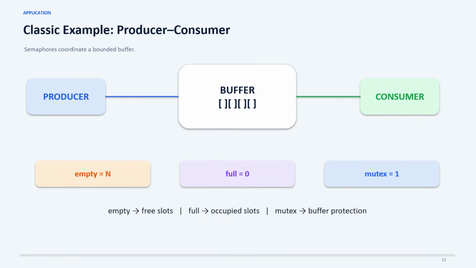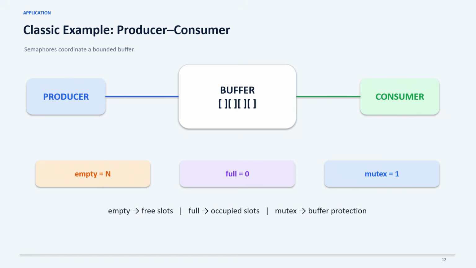One of the classical synchronization problems in operating systems is the producer-consumer problem. Here we have a producer, a consumer, and a shared buffer. The producer creates the data and places it into the buffer. The consumer removes the data from the buffer. Suppose the buffer has n positions.